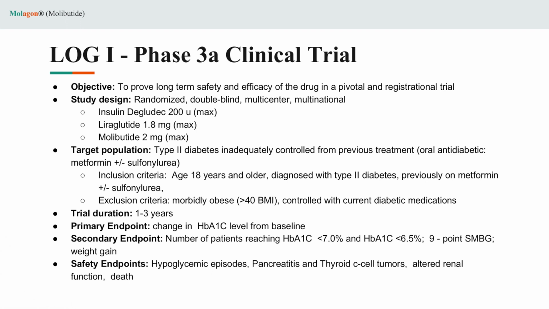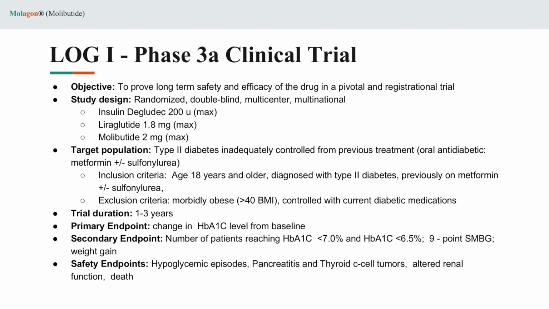Moving into the phase 3 trials. The first one, LOG1, will be comparing molybutide with 2 active comparators, insulin degludec and liraglutide. This is to show how molybutide compares to not just the GLP-1 agonist as seen in the phase 2 trial, but also the traditional insulin therapy. Again, here the target population remains consistent with type 2 diabetes patients inadequately controlled with metformin therapy.